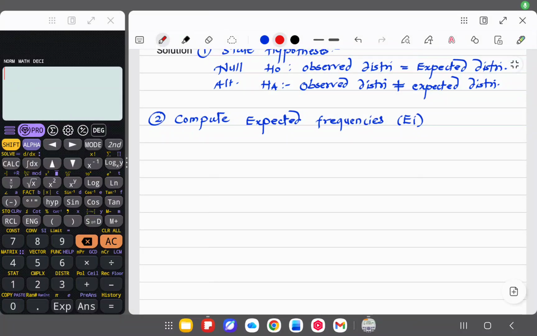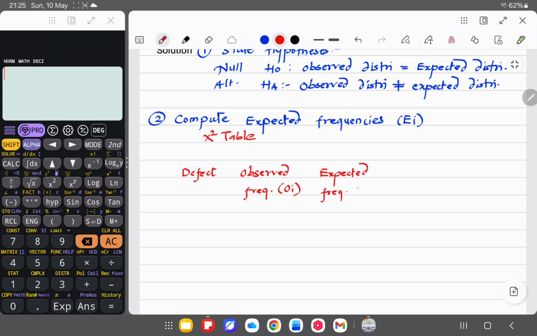Now we will proceed with the computation of expected frequencies, or actually we are proceeding towards the chi-square table. So the first column that we will need here will be the type of defect. As we know, there are three types of defects for this sample. The next one will be the column of observed frequency, which is already given to us, so that is OI. The next column will be that of expected frequency, which is given to us indirectly, so that is EI.